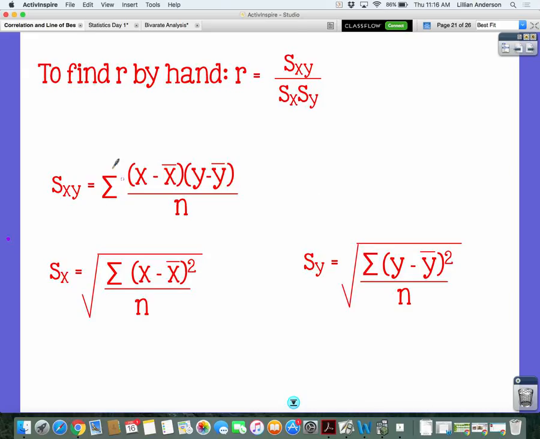All right, so what do all these symbols mean? So this right here means the sum, okay? So basically what you're going to end up doing is you're going to take your x value. The data is going to be given to you, okay? You have an x value and you have your y values.